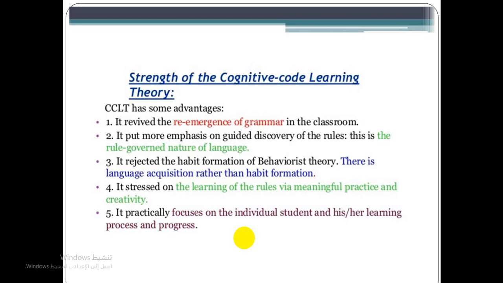It recognizes the rule-governed nature of language. There is language acquisition rather than habit formation. It emphasizes the learning of the rules via meaningful practice and creativity. It focuses on the individual student and their learning process and progress. Yes, so the ultimate aim of a cognitive approach is to model speaker knowledge in ways which are consistent with the two key commitments which underlie the cognitive linguistic enterprise.